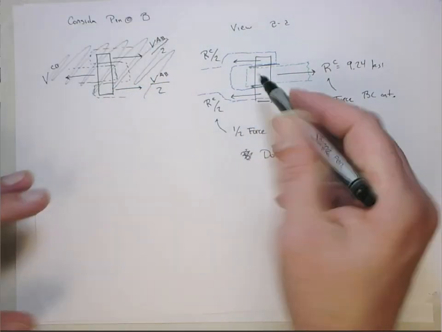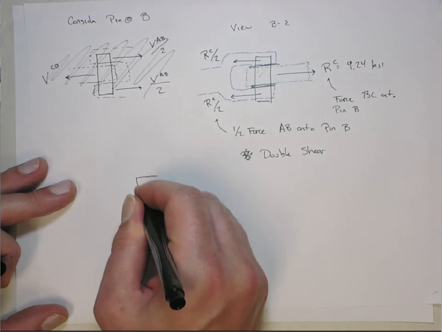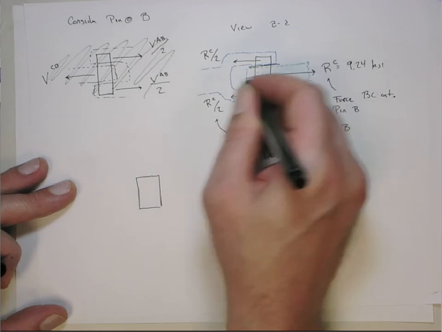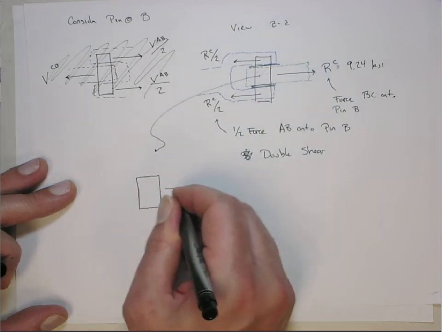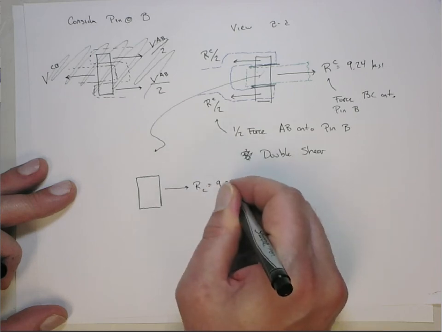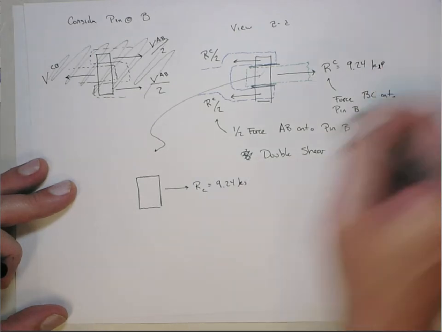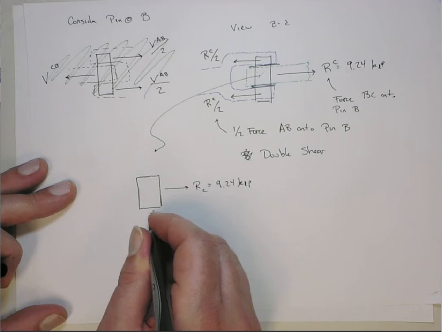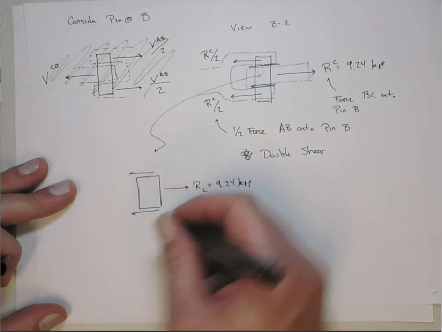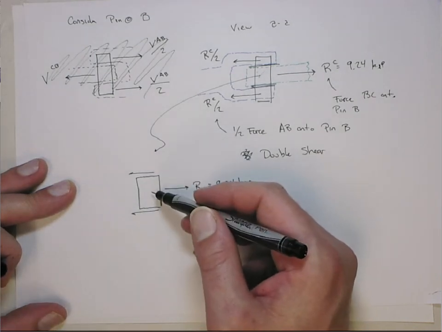Okay, so let's look at this middle section. This will help a little bit. We have the RC acting in this direction, and that's the 9.24 kips. And here are the two shear forces. They have to be equal. If they're not equal, the sum of moments won't work out.